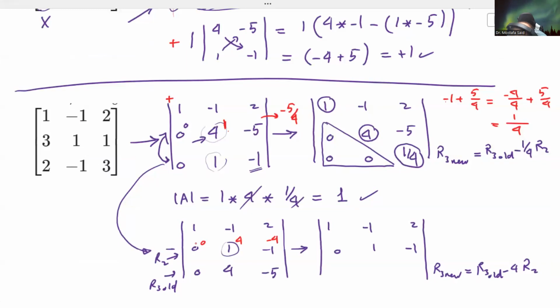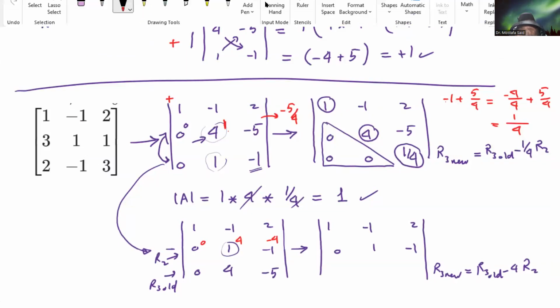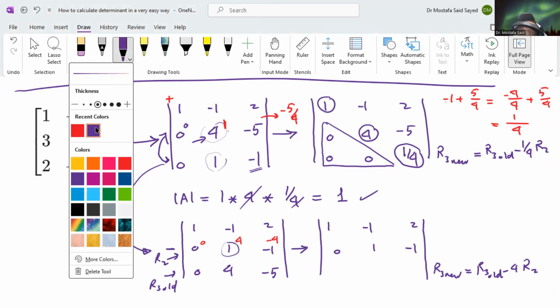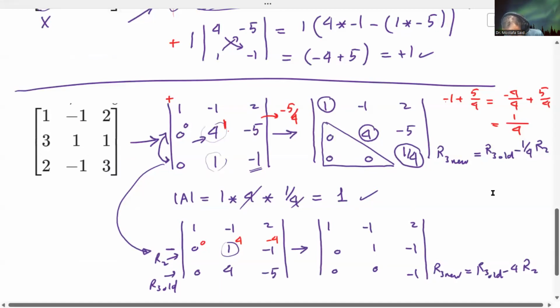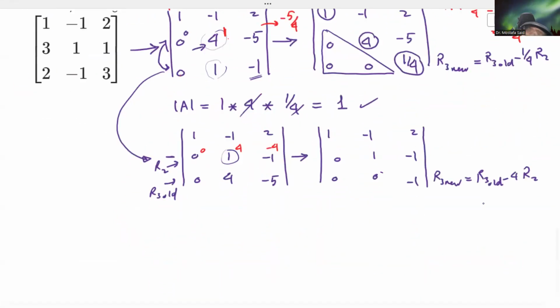4 minus 4. Okay, and then we go back to our normal color. So 0 minus 0 is 0. 4 minus 4 is 0. Minus 5 minus 4 will be minus 1. Okay, and again, here you have it. Here you go. You have an upper triangular matrix again.